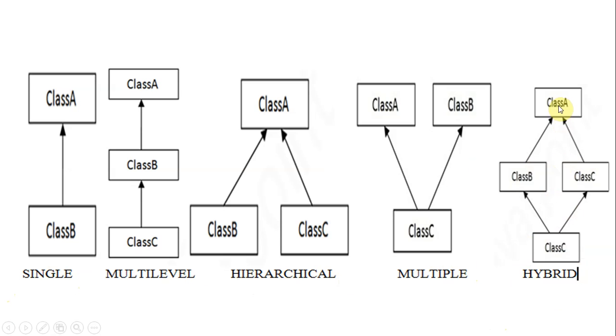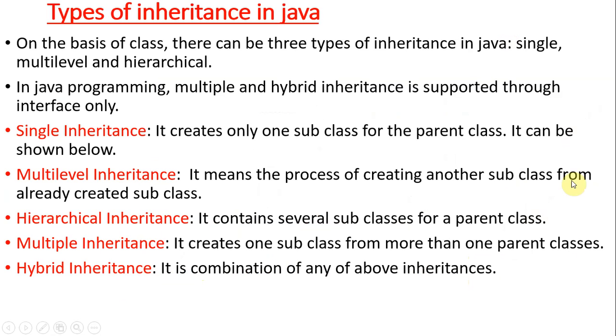If you see the relation between class A and class B, that is single. Class A, class B and class C is nothing but multi-level. Class A, class B, class C, that is nothing but hierarchical. Class B, class C and class D, the relation seems to be multiple. So you can use any combination of these four types of inheritance to form the hybrid. Here we define it with a diagrammatic representation, and there with text.